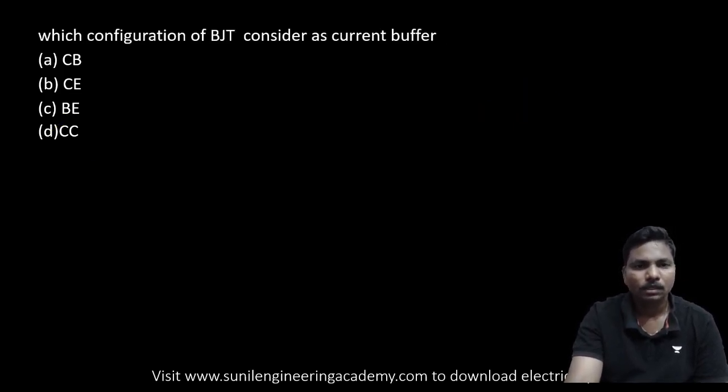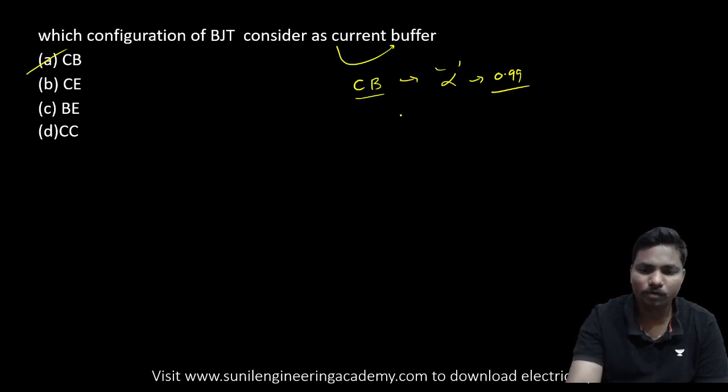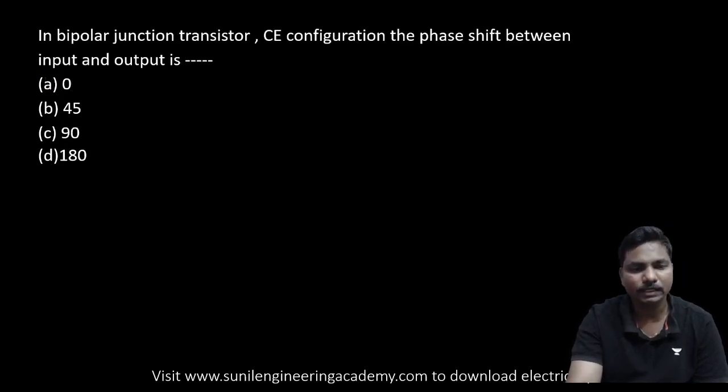Okay. Which is current buffer? C for current, B for buffer, CB, common base. In common base, alpha current gain is very nearly equal to 1. So current buffer. Okay. Like that, you can simply give the answer.